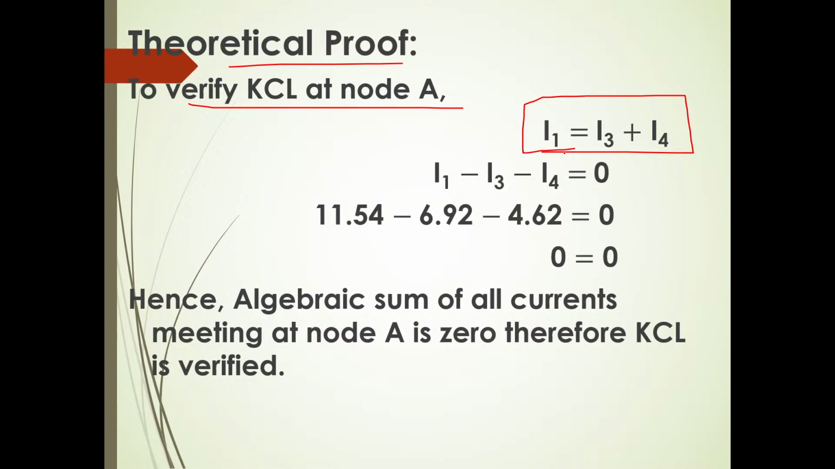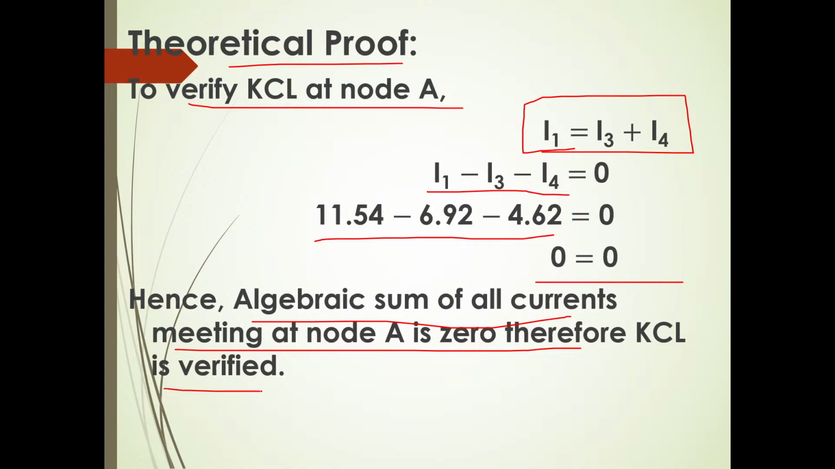Simply I wrote I1 equal to I3 plus I4, because I1 is the entering current, and I3 and I4 are the leaving currents. And actually in the previous slide, if you remember, I added the I3 and I4 values to get I1. So once again I have written the same terms and I have got a perfect 0. So theoretically no need to verify KCL at node A.